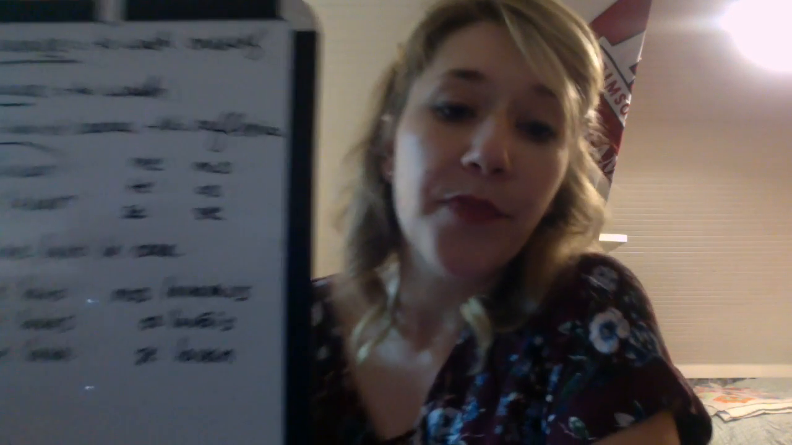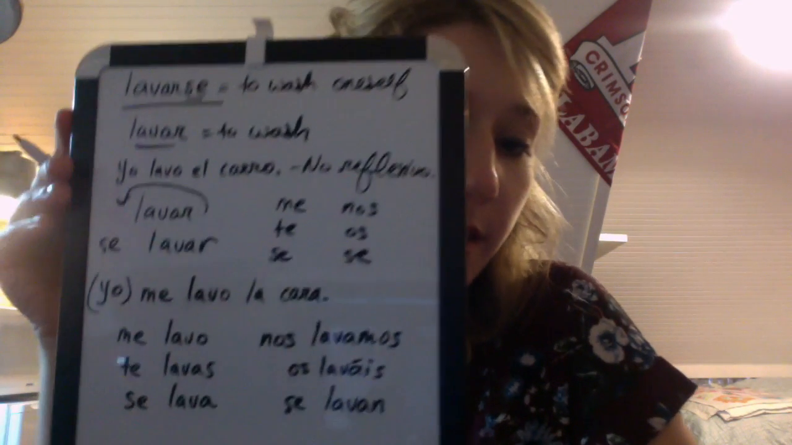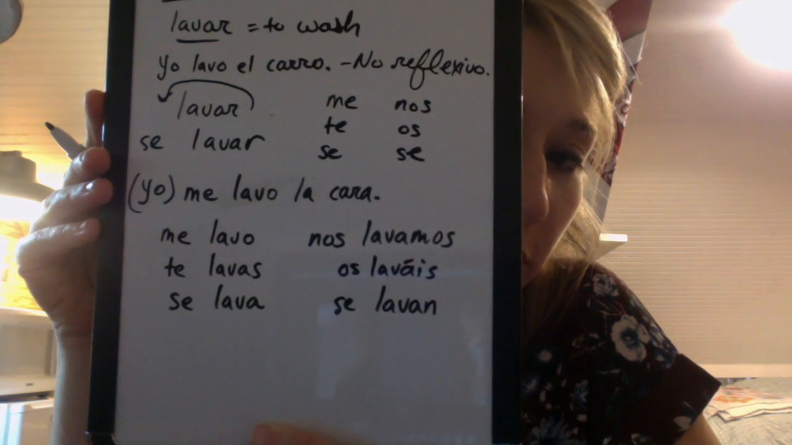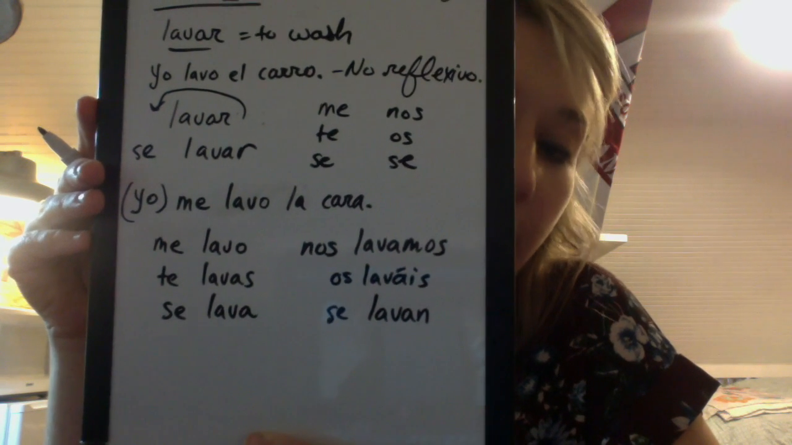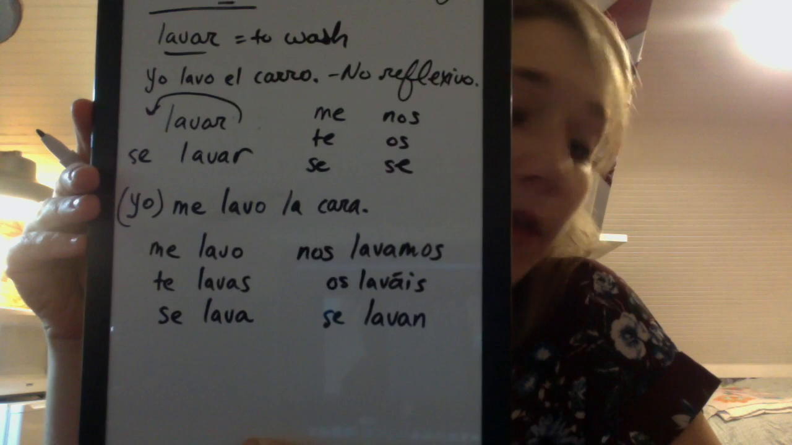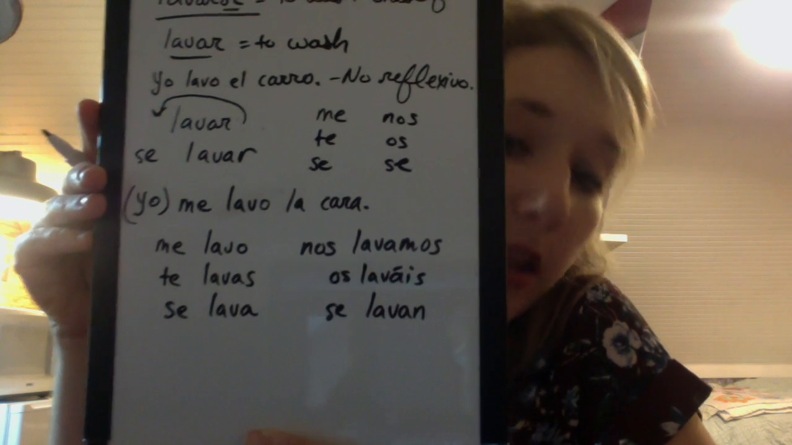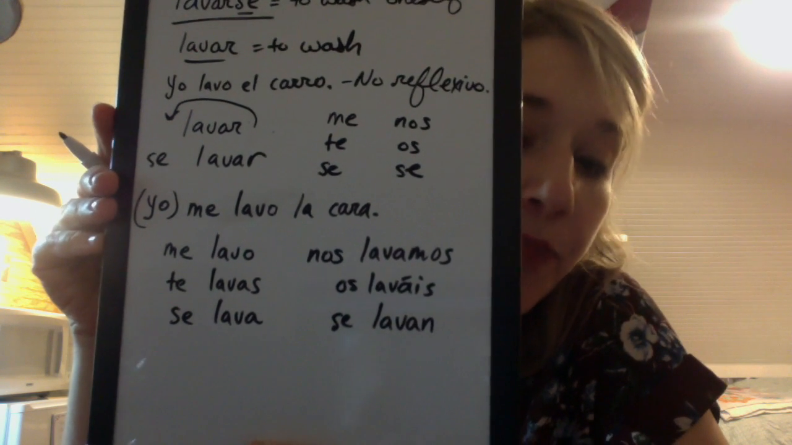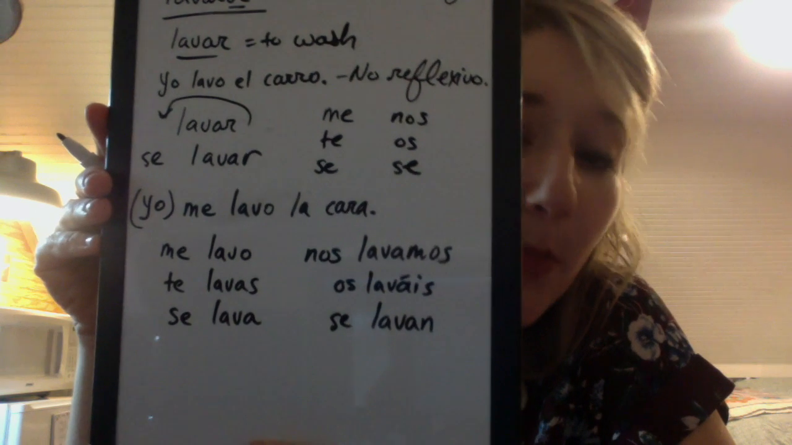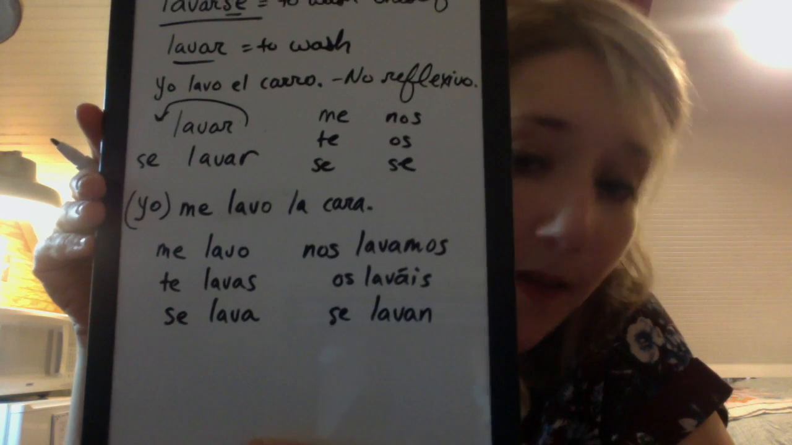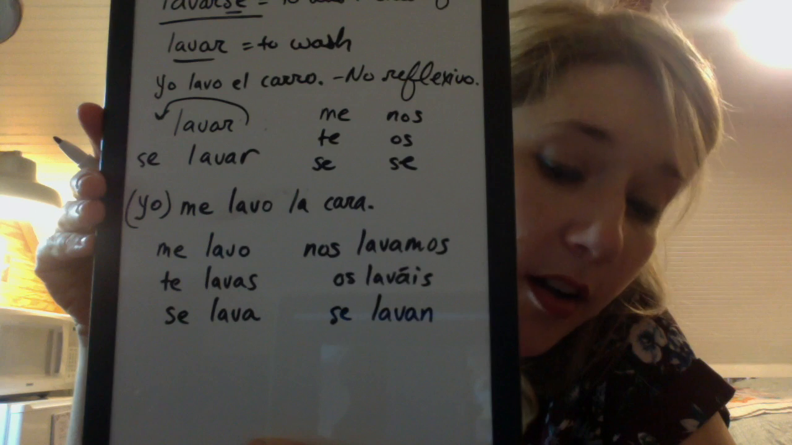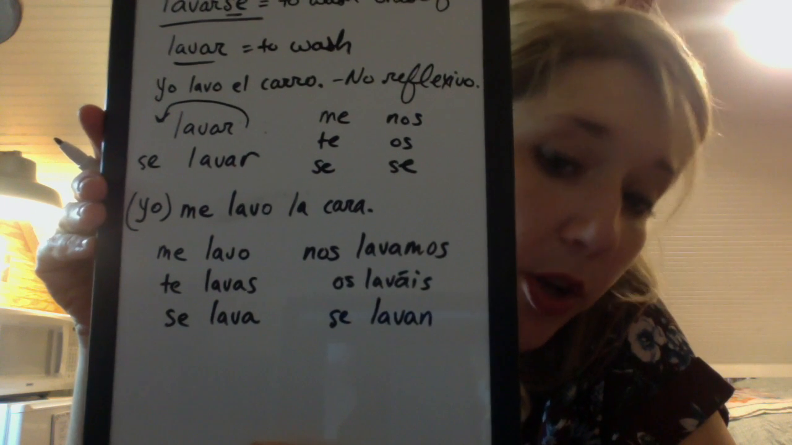Me lavo. I wash myself. Can you see? There we go. Te lavas. You wash yourself. Se lava. He washes himself, she washes herself, or you formal wash yourself. Nos lavamos. We wash ourselves. Os laváis. Y'all in España wash yourselves. Se lavan. They wash themselves. Or y'all in los Estados Unidos, ustedes wash themselves.